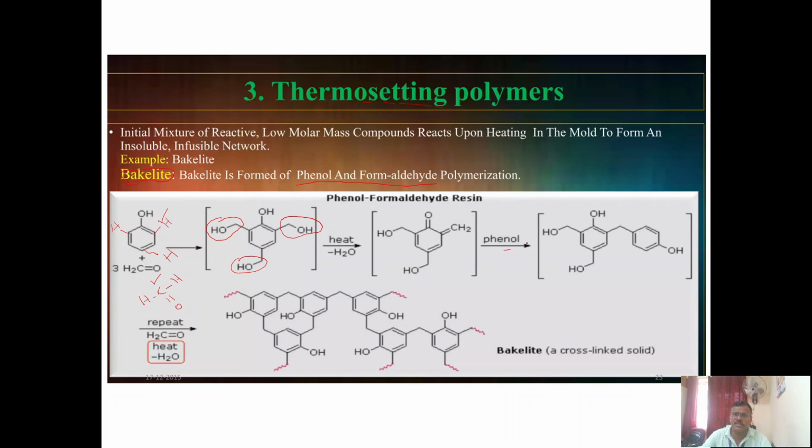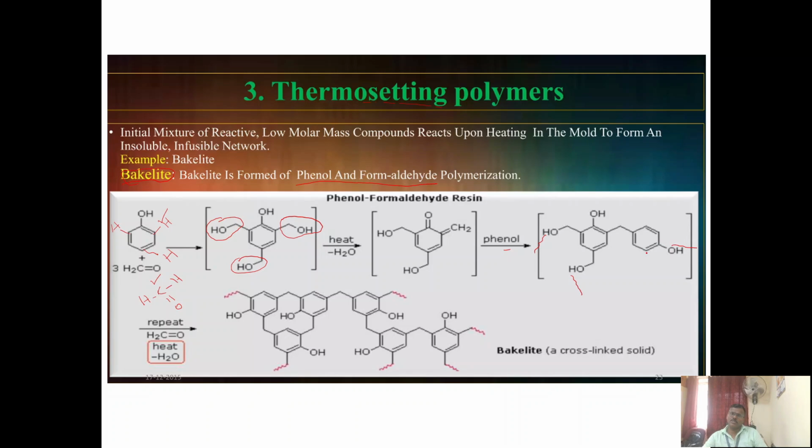Further, among phenols, there is a compound, that is phenol formaldehyde resins. If you have another aldehyde, water will be eliminated. Here the chain will be extended like this.